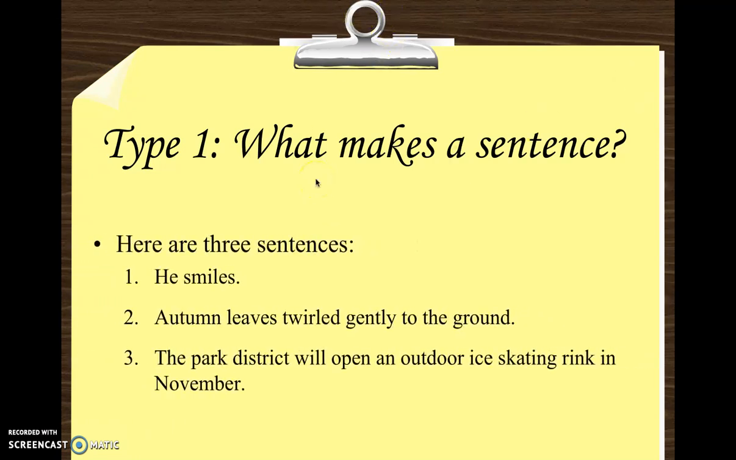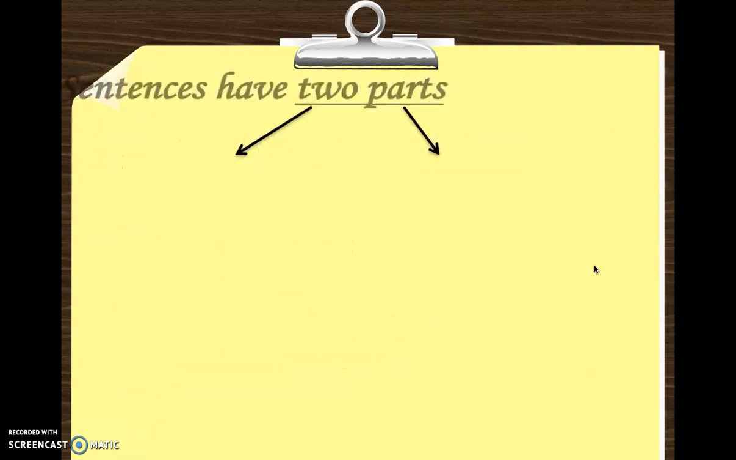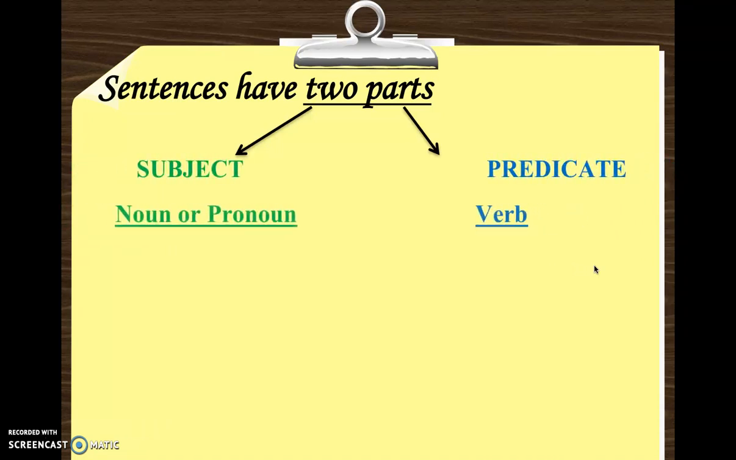So here's three sentences. He smiles, autumn leaves twirl gently to the ground, the park district will open an outdoor ice skating rink in November. All of these have one thing in common, even though they are vastly different, and that is that they have two parts. In order to be a sentence, something has to have a subject and a predicate.